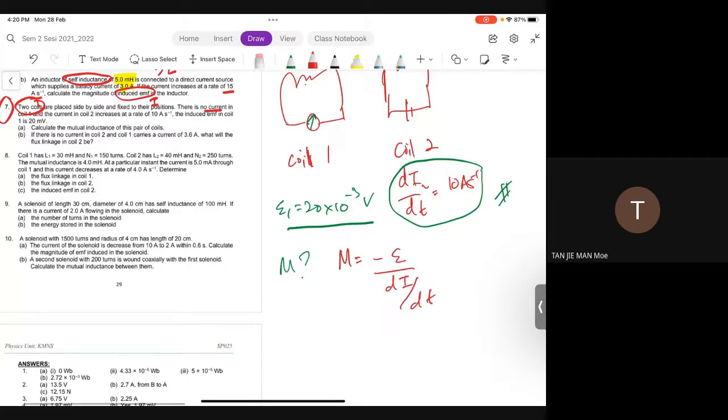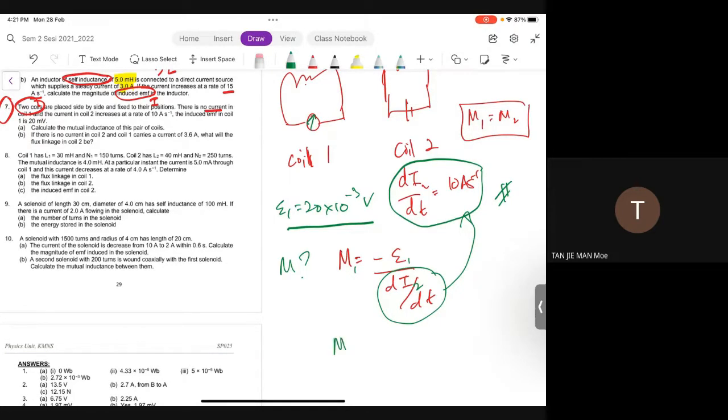Okay, kita baca soalan. Dia suruh cari apa? Dia suruh cari induced mutual inductance of this pair. And ingat tak saya cakap M1 dengan M2 adalah sama. So tak kisahlah you nak cari M1 ke M2. So jawapan you akan samalah for both. But since they give you dI2 over dt, dia bagi you yang nombor 2 ni. Dekat sini nombor 2. So M yang you akan dapat adalah M1. So kita cari M1 dululah. Maksudnya kalau you nak cari M1, so you guna EMF 1 lah.